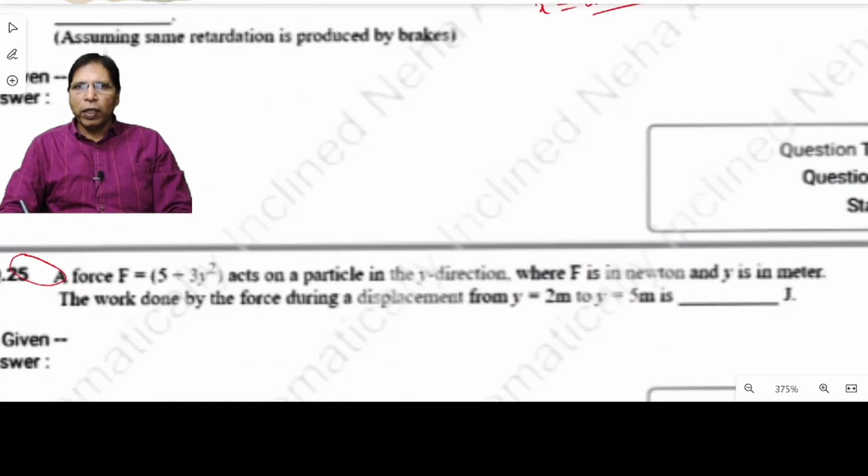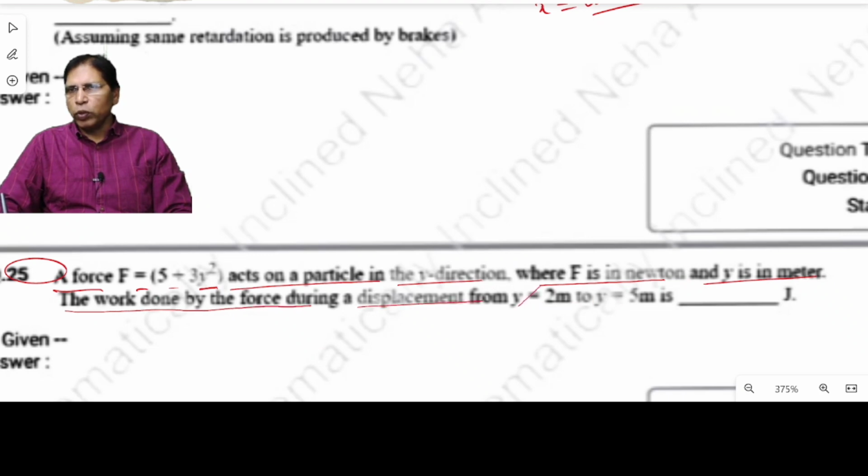Now question number 25. A force F equal to 5 plus 3y square acts on a particle in the y direction, where F is in Newton and y is in meter. Find the work done by the force during the displacement from y equals 2 meter to y equals 5 meter. You know, work done by a variable force equals the integral of F dy from limit 2 to 5.